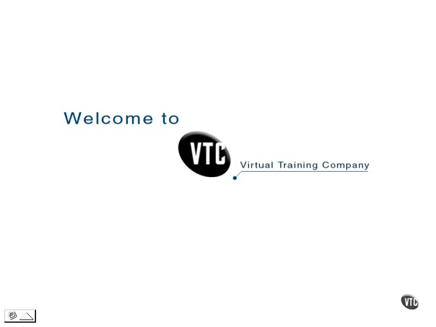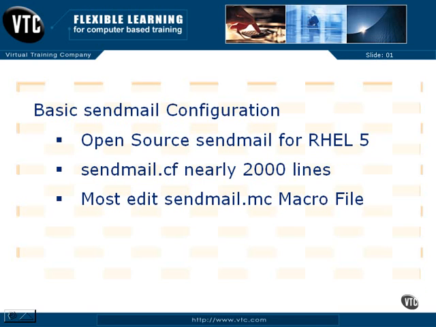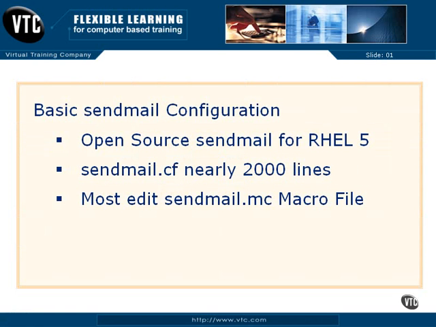There are two basic versions of Sendmail available, an open source version and a commercial version. Of course, it's the open source version that's included with Red Hat Enterprise Linux 5. The real Sendmail configuration file is sendmail.cf. It's nearly 2,000 lines long, and the language is beyond the capabilities of even many Linux gurus. For that reason, there's also a simpler sendmail.mc macro file available.